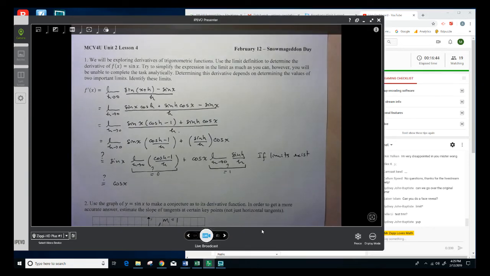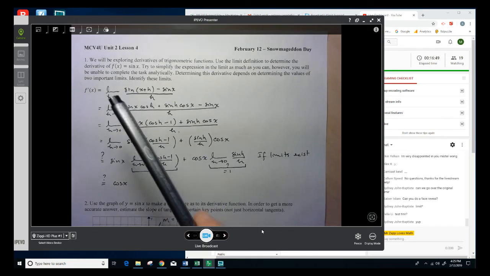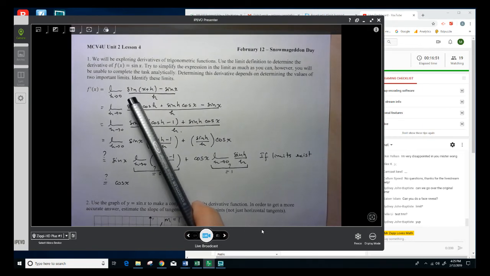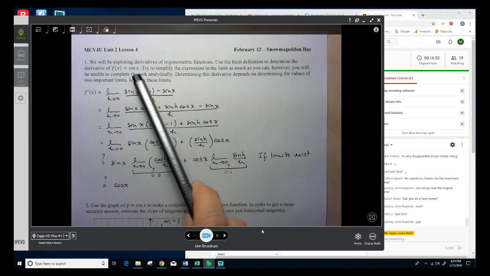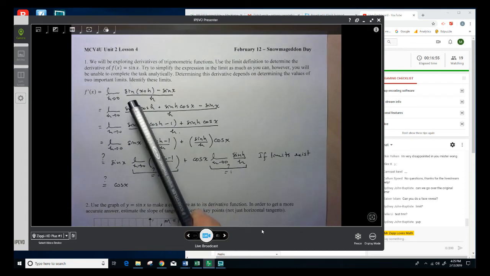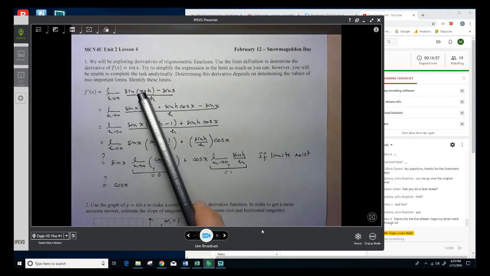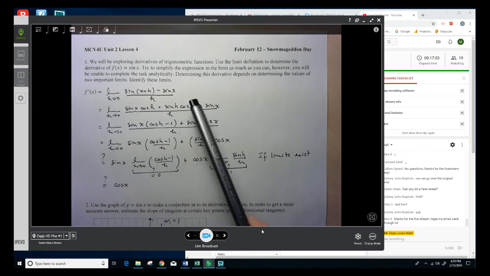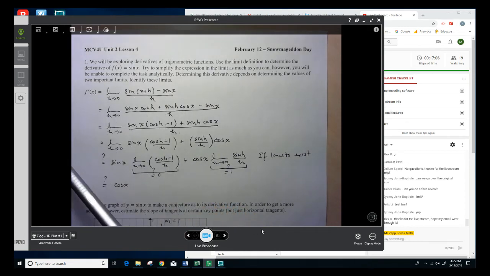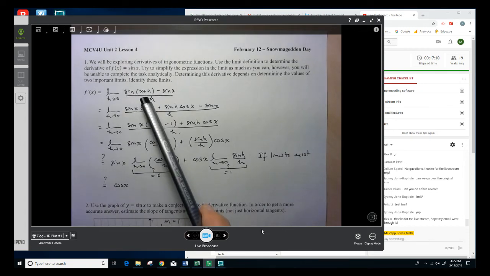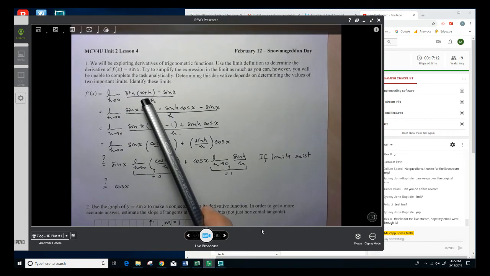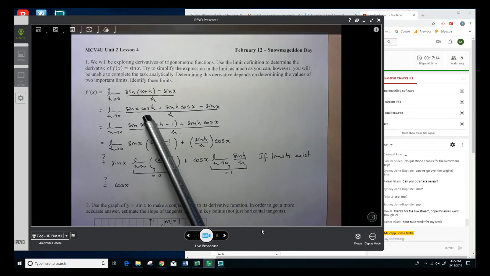So if we go here, just a reminder of what we did. We just used our limit definition for the derivative of the function sine. So we just inputted x plus h and x. And then from there, we did as much algebra as we could to try to simplify this expression. The first thing we did is we applied the addition rule.